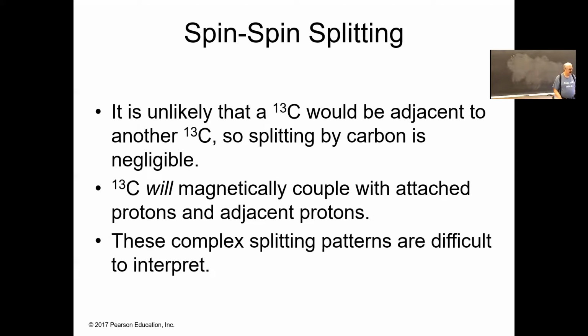It is unlikely that a carbon-13 would be adjacent to another carbon-13. There's a very low probability, so splitting by carbon is negligible. It is possible to run an experiment where we do observe carbon-13 to carbon-13 splitting. You typically have to run the experiment for several days in order to achieve that.